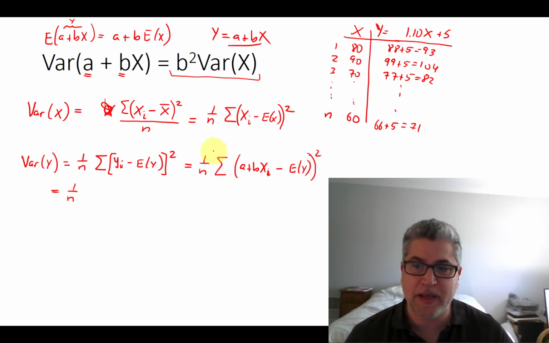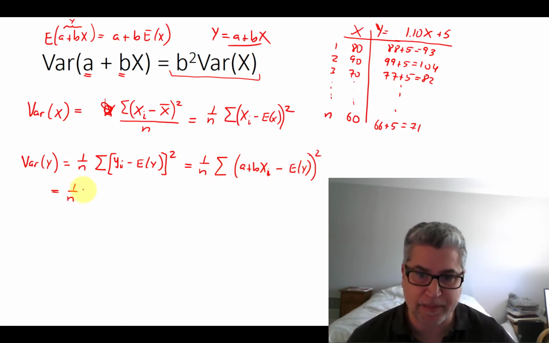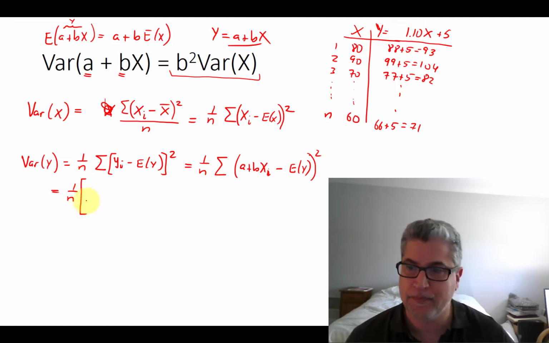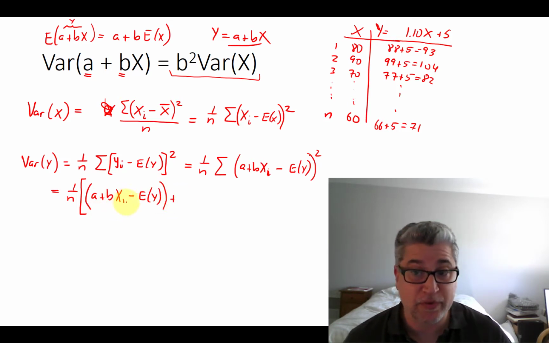Rather than using the summation notation, let's just be explicit about all the stuff we're adding. So we have a plus b x1 minus the expectation of y. That's our first term. And then we have to do it for x2.